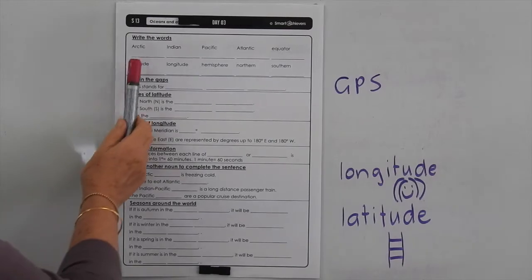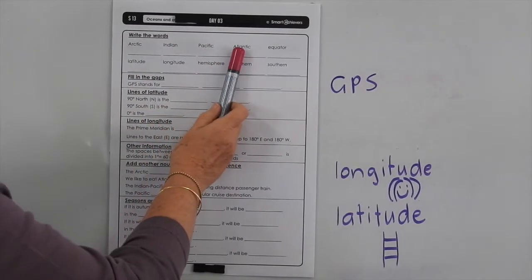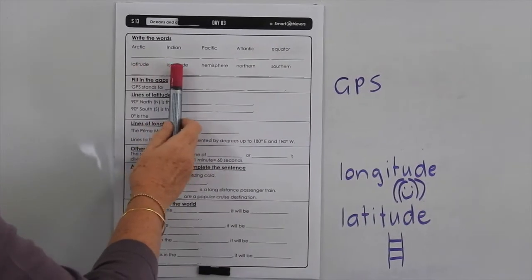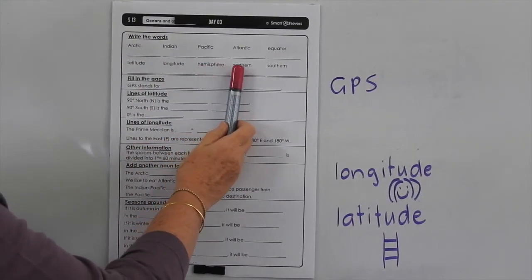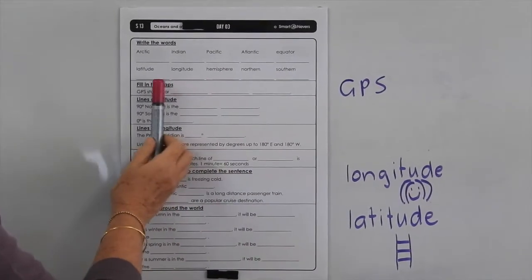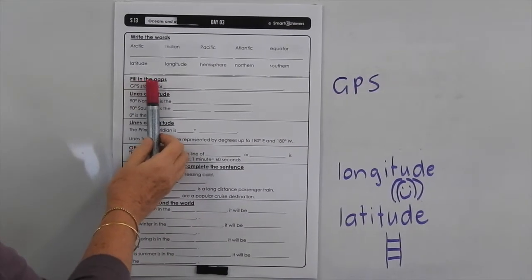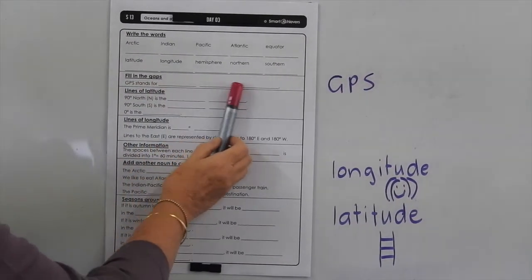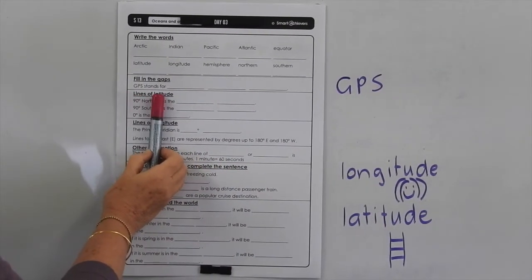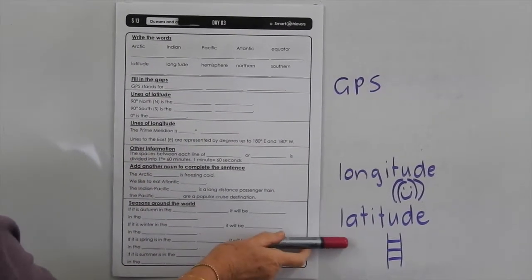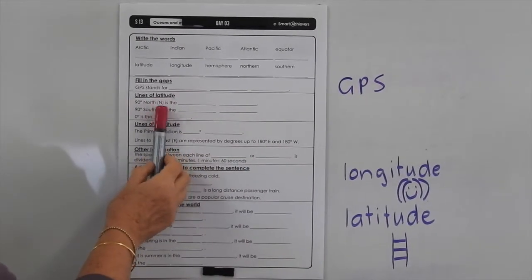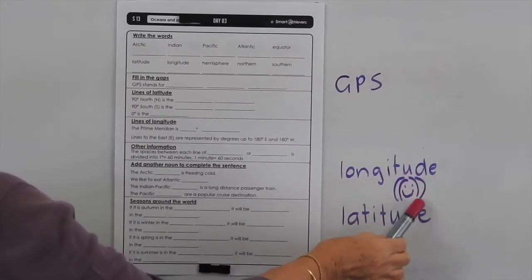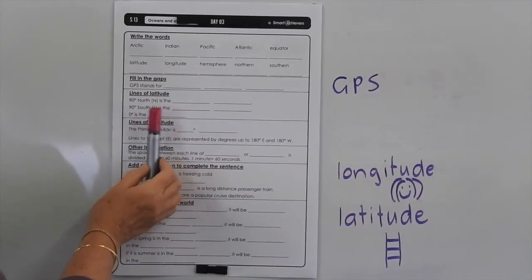Today our words are Arctic, Indian, Pacific, Atlantic in relation to oceans around the world. Then we've got equator, latitude, longitude, hemisphere, northern and southern. So in this area you have to fill in the gaps. You may need to Google or research this. GPS stands for, what are the three words that it stands for? Lines of latitude of course refer to the lines that run horizontally around the globe, and lines of longitude are the vertically curved lines that we measure by.